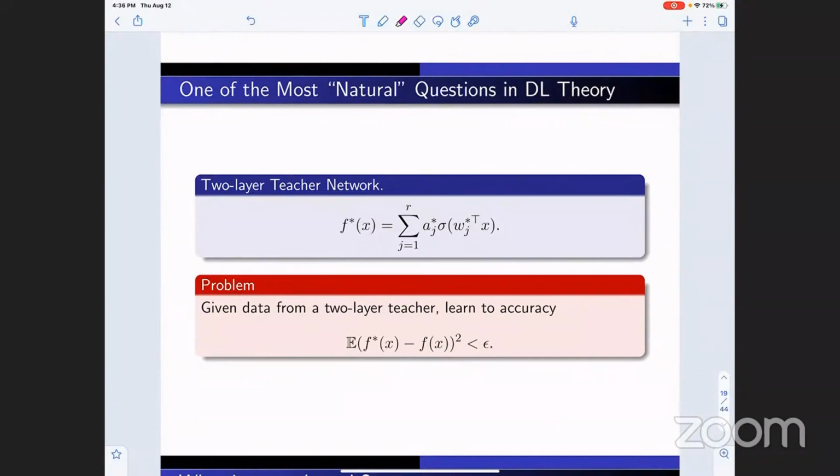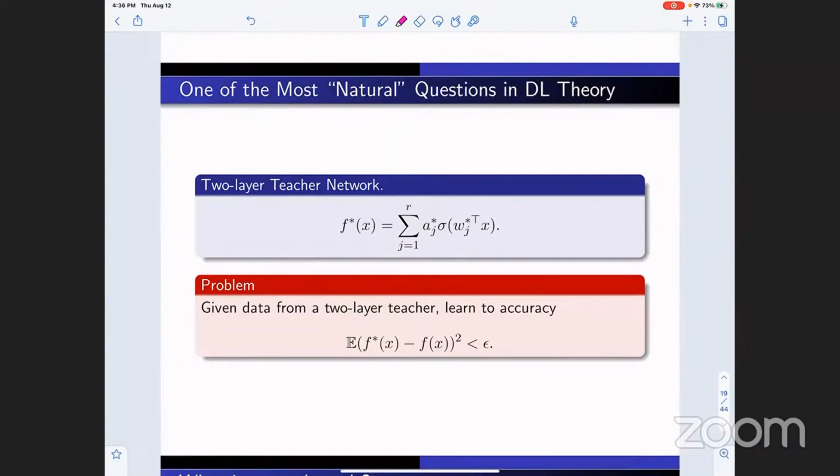Optimization was sort of just an intermediate challenge in achieving good learning, good statistical behavior in an efficient fashion. So now let's turn to the statistical question. This is kind of considered one of the most natural questions in deep learning theory.